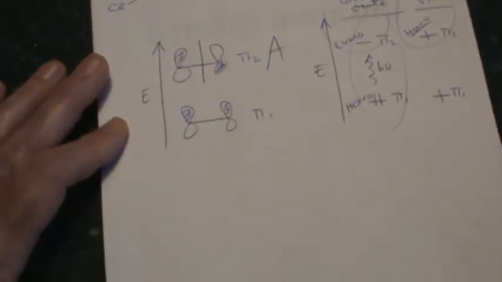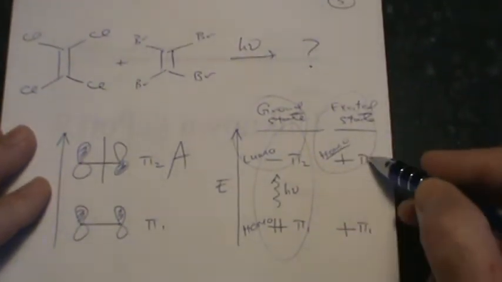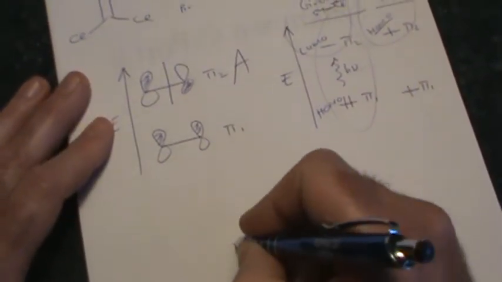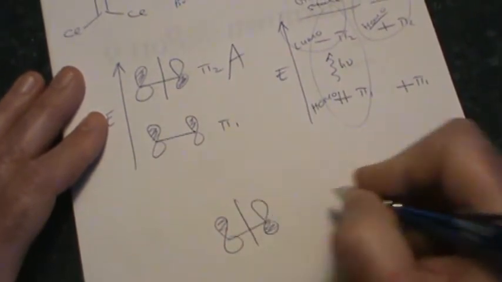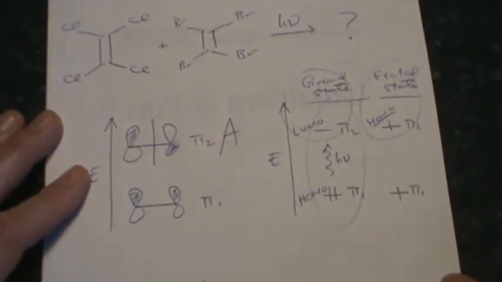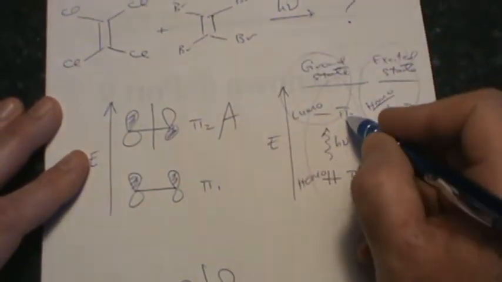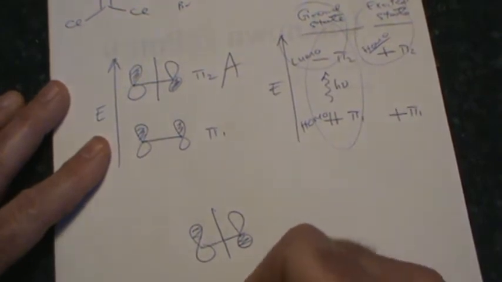Let's look at the frontier molecular orbital treatment. In this case, we would look at the highest occupied molecular orbital of the excited state species, which is pi 2. And we would allow it to stack on top of the LUMO of the other species, which in this case happens to also be described by pi 2.